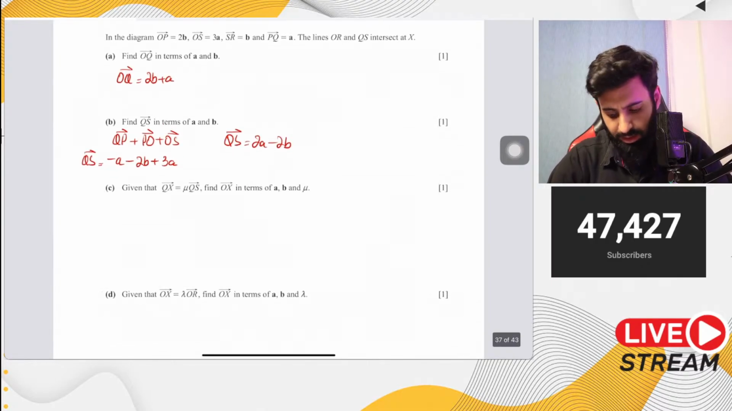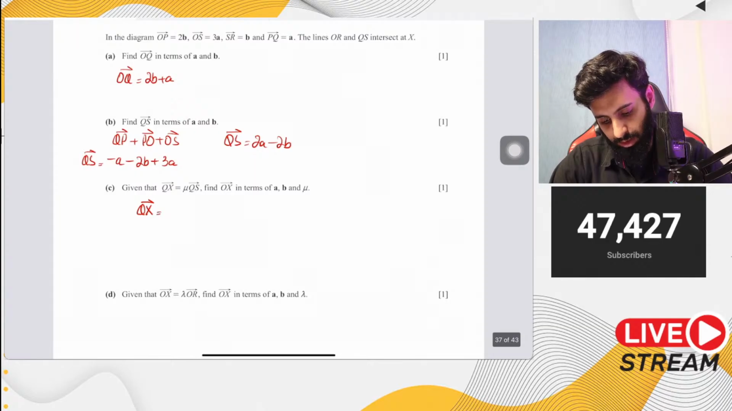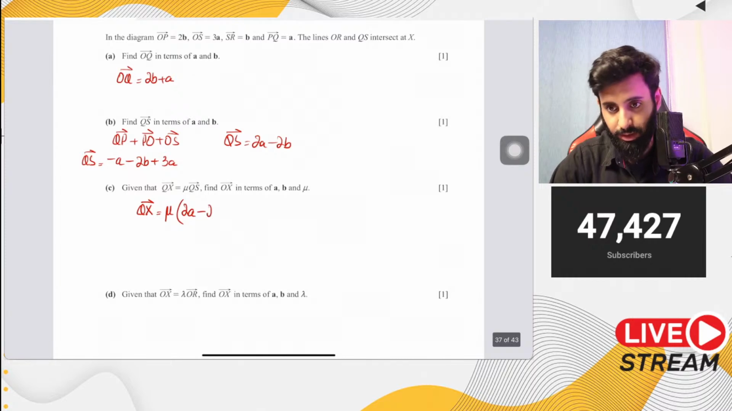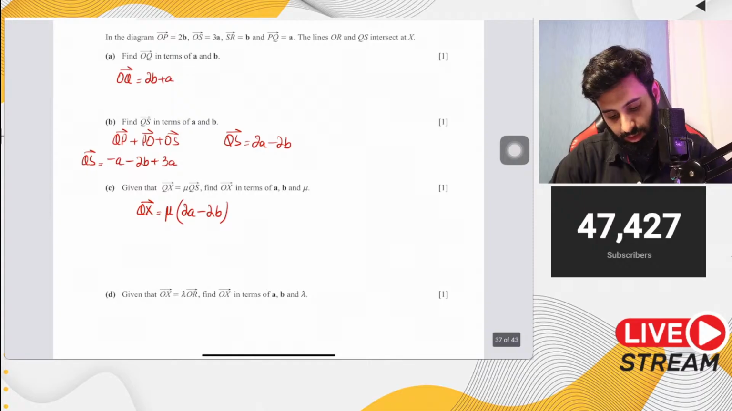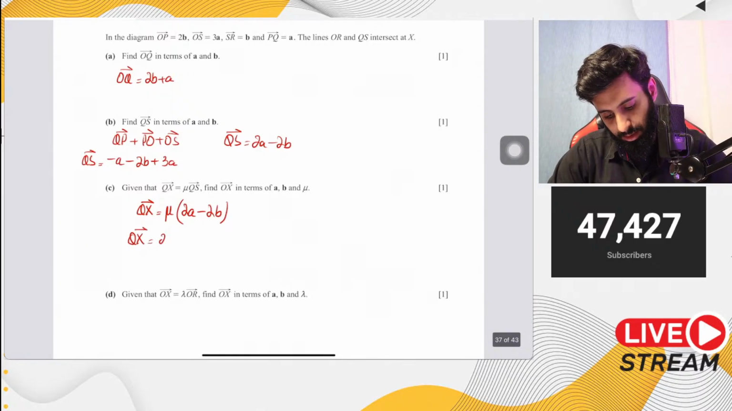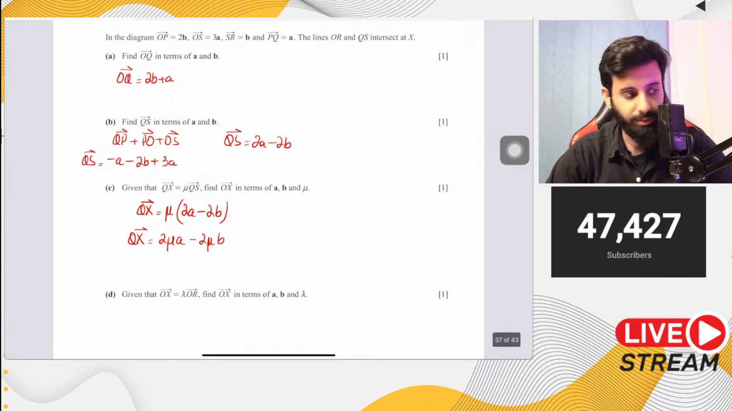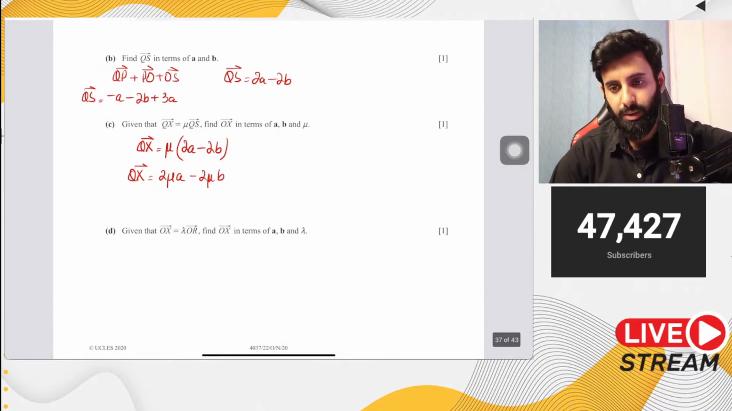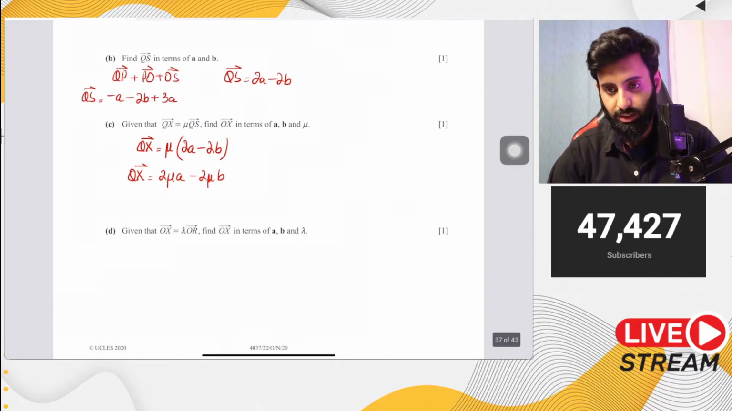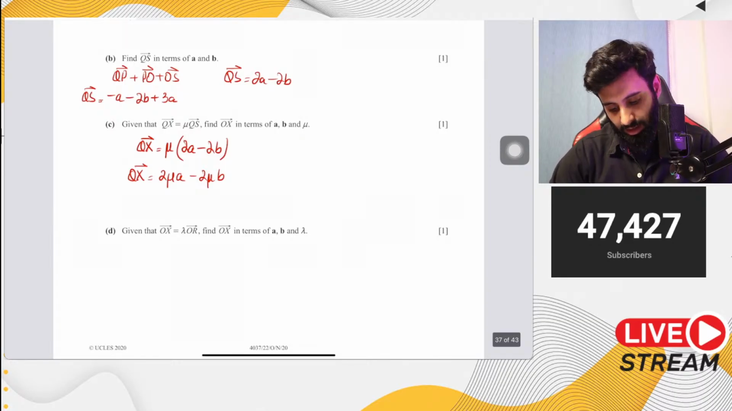Now then it says given that QX is equal to mu times QS. Okay, so QX is equal to mu times QS. Now, since we've already worked out QS, we're going to replace it by 2A minus 2B. Okay. Now, that's it. There's nothing else we have to do over here, but we might as well write it nicely. So this becomes 2 times mu A minus 2 times mu B.